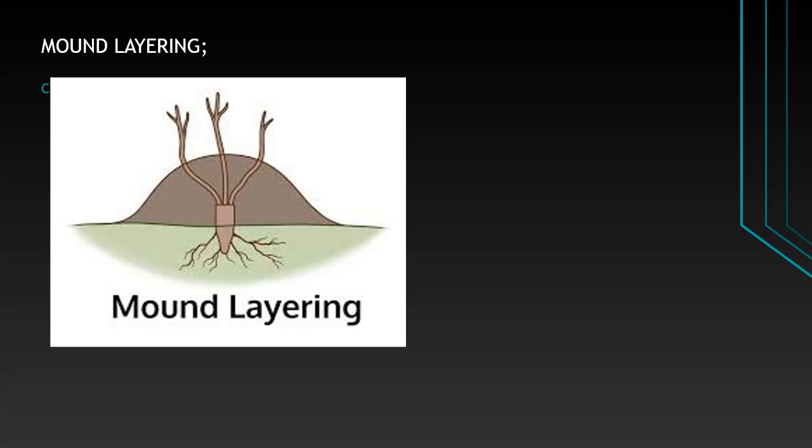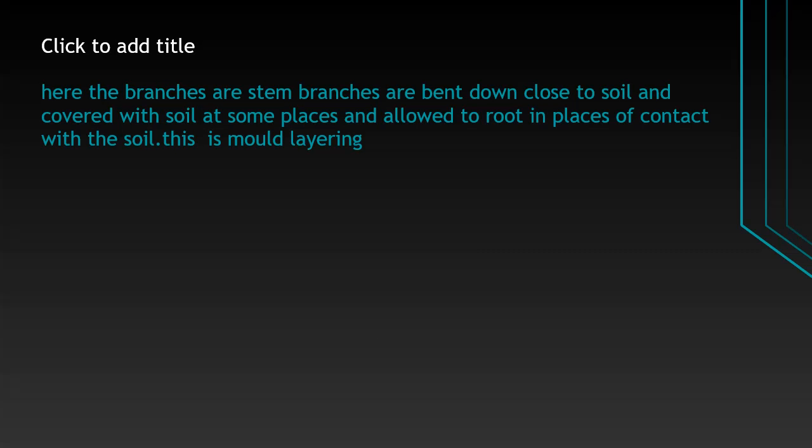So here is an example for mound layering. Now we'll see what mound layering is. Here the stem branches are bent down close to the soil and covered with soil at some places and allowed to root in places of contact with the soil. This is mound layering. You can see in the previous slide, in the picture, they have put some branches in the soil and covered them with soil, and it is rooting. So this is mound layering.